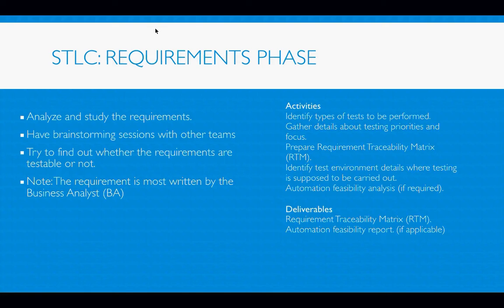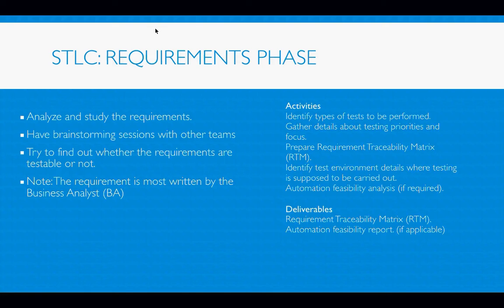You try to find out whether the requirements are testable or not, and which parts are not testable. If they're not testable, you report it, and if they're testable, you report it. Then you also try to identify the different types of testing that could be performed, and what priorities you should focus on.